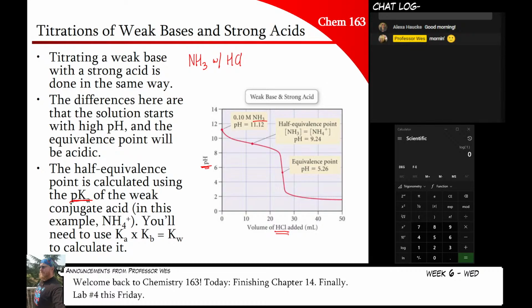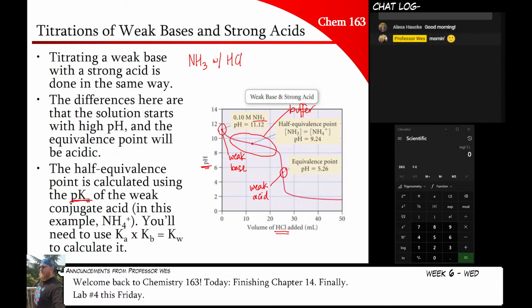So when we do this, at the start we're going to have a weak base, and we're going to solve it like a weak base problem. At the end, we would only have the conjugate acid, so we would have a weak acid problem. And then in this region right here, we have a buffer, and we would treat it like a buffer, and we would use the Henderson-Hasselbalch equation.